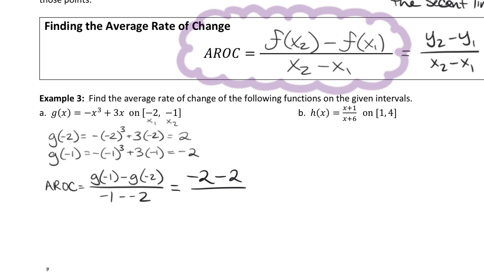And our denominator, I know I made it real ugly here with this minus and minus. What happens when you subtract a negative? You add them. So this is really just -1 plus 2. Let's compute this. What is -2 minus 2? -4. What is -1 plus 2? 1. Which means our average rate of change, the slope of the secant line between these 2 points at -2 and -1, is -4. We've just computed the slope.